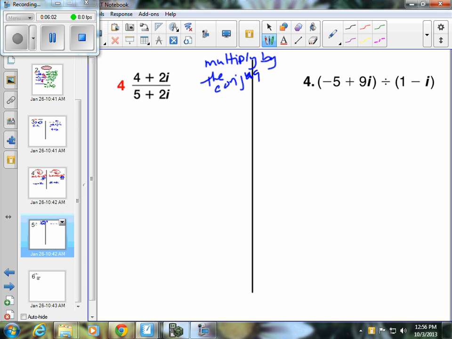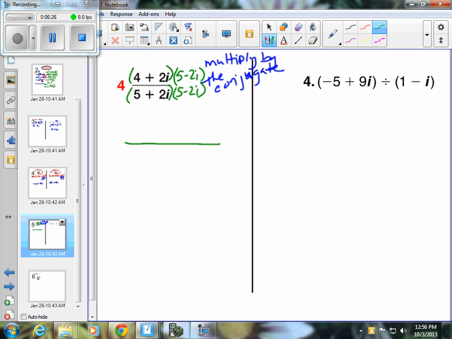We did that at the beginning of the year on that prereq skill sheet when we were trying to simplify things. You can't leave radicals in the bottom. The way to deal with that is you multiply the top and bottom by the exact same expression as the denominator, except the sign is opposite. So we're going to multiply top and bottom by 5 minus 2i. And what that'll give us is just an integer value in the bottom. We'll get rid of those i's.